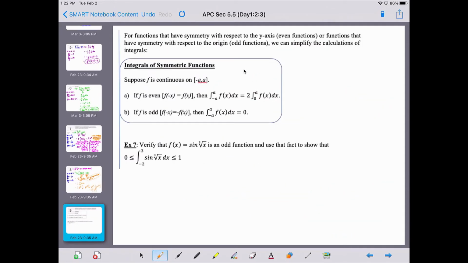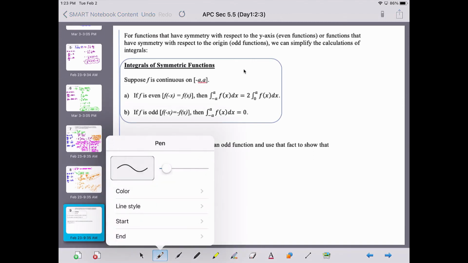Our last example here in this section has to do with integrals of symmetric functions. So before we actually do example 7, I wanted to take a moment and draw a little picture of an even function and an odd function here on the right hand side of your paper so that you can visually see why, if f is even, then the integral from negative a to a of f of x dx is just double the value of the integral from 0 to a, and why, if f is odd, then the integral from negative a to a is going to be 0. Okay, so we're just going to sketch some pictures here.